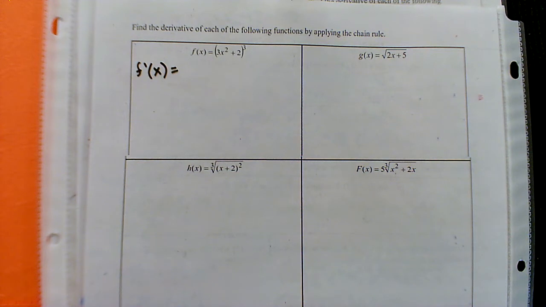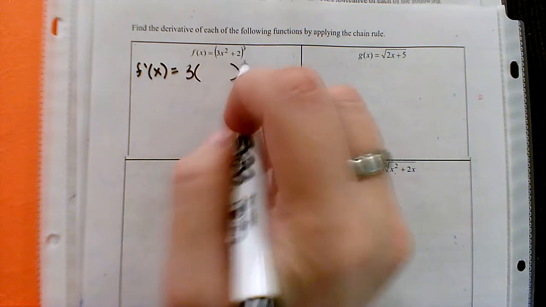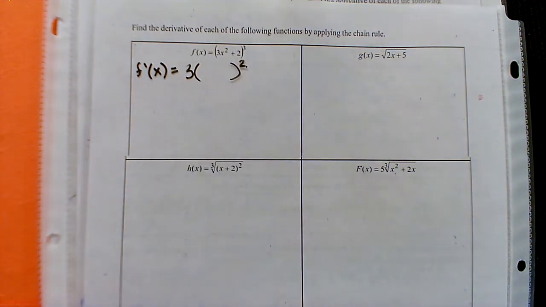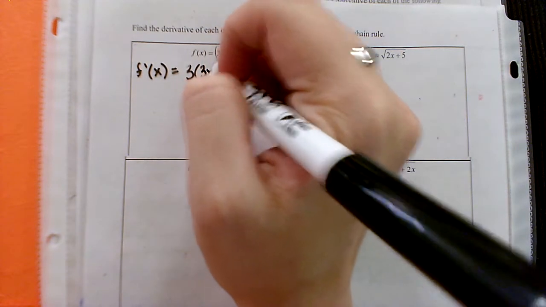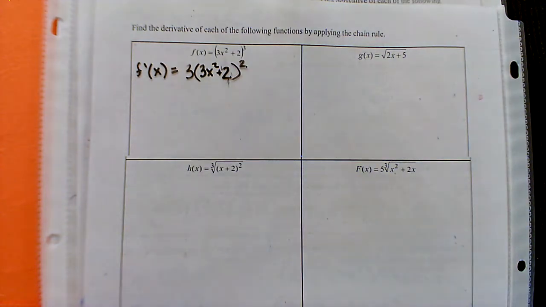What's our outer piece? The power of 3. So if you were to find the derivative of something to the power of 3, you would bring down that power of 3, and your new power would be 2. That's the derivative of the outside. We need to keep the inner layers, though, because we haven't touched those yet or taken them into consideration. So now that we're done with the derivative of the outer layer, let's move on to the next layer.